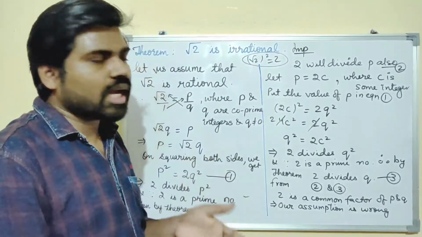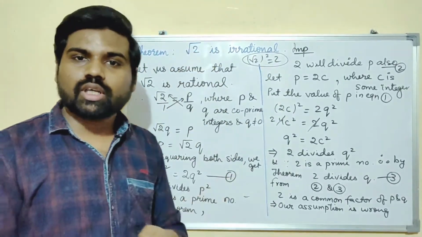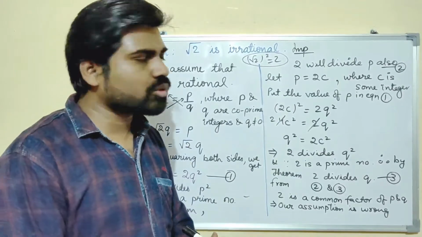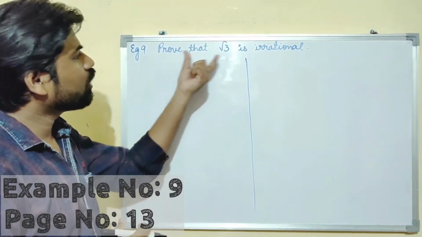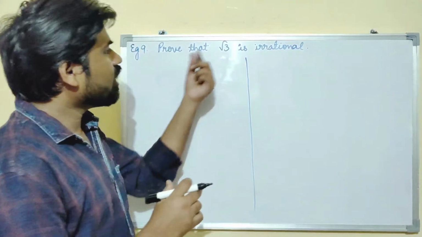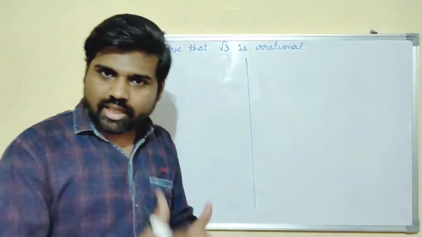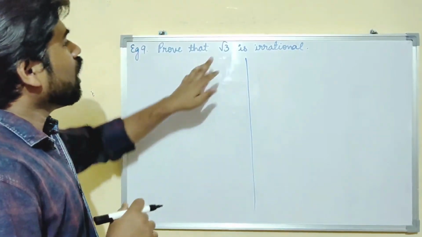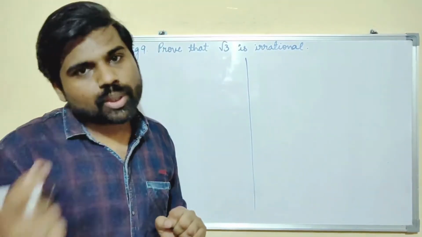Now let us take another example. Let us change the number inside, then we'll come to know whether we have understood the problem or not. Now let us see example 9, which is: prove that root 3 is irrational. This is a similar kind of question, they have just changed the number inside the square root. Let us try to understand it the proper way.